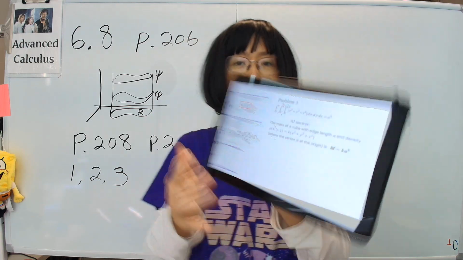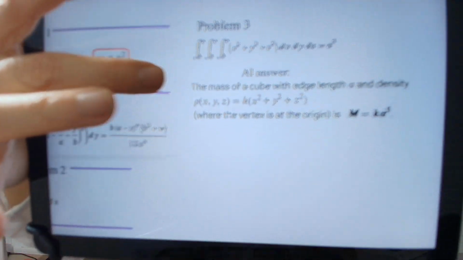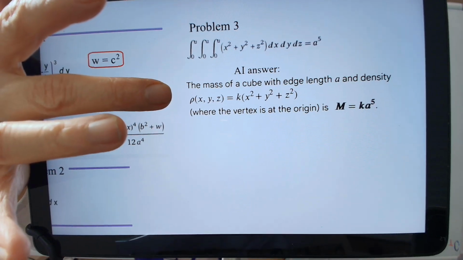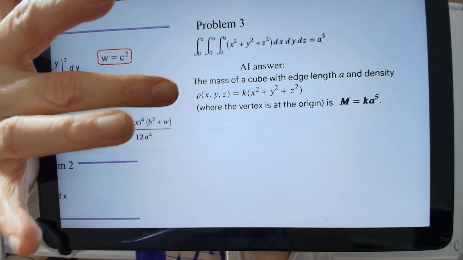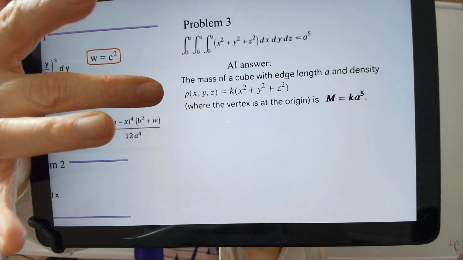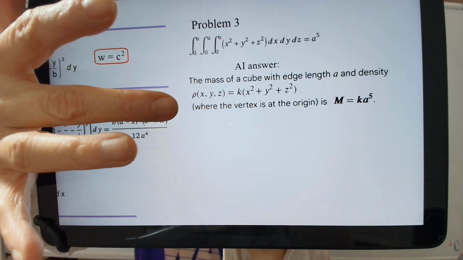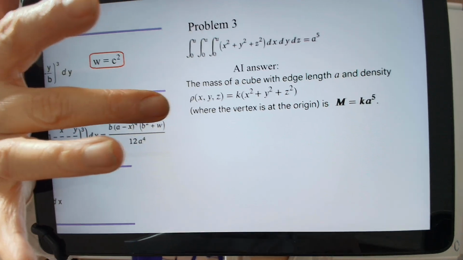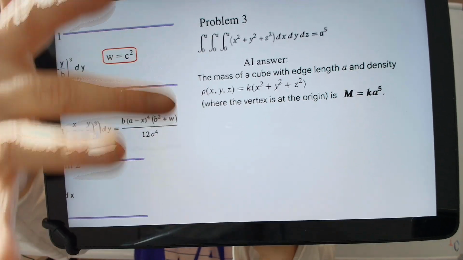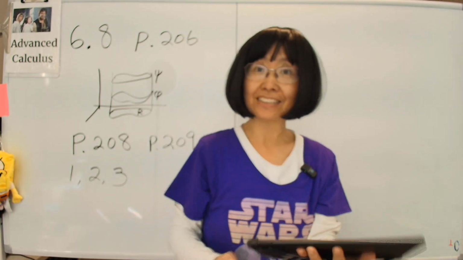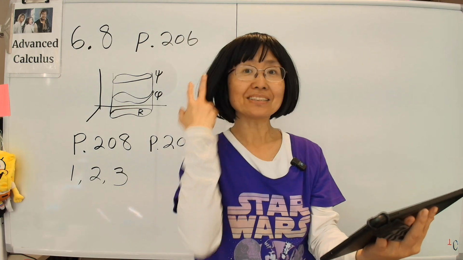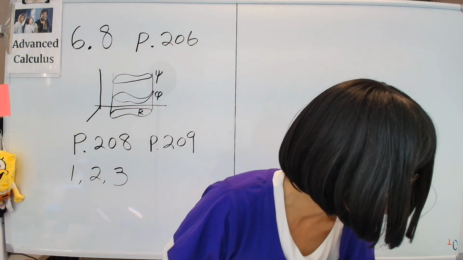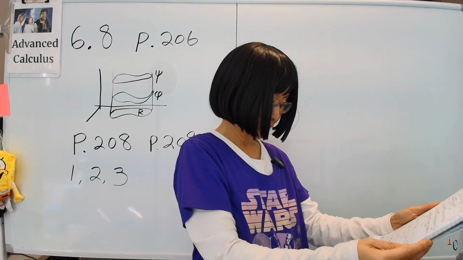But how do we know the answer? So I Googled it. The answer says the mass of a cube with edge length a and density rho equal to k times x squared plus y squared plus z squared, where the vertex is at the origin, equals m equals k a to the fifth, just like I said. See, so that is about as good as the answer at the back of the book that I got it right. So that is problem 3. Okay.